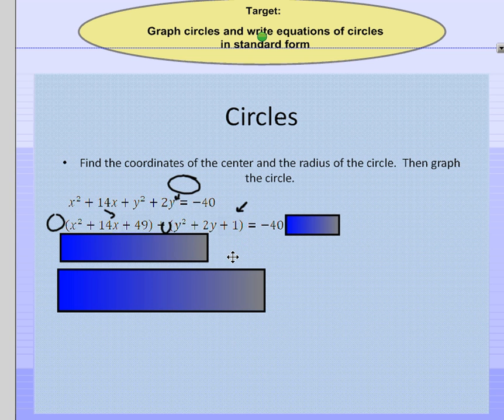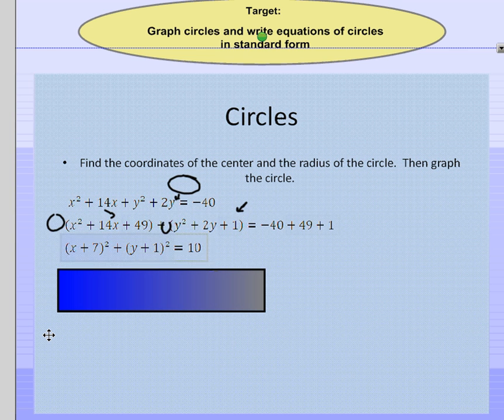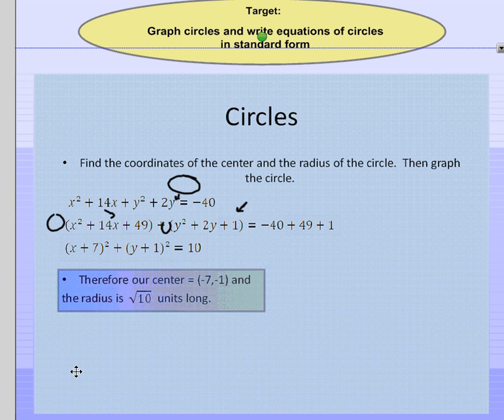So we can compensate on the other side, and because we're doing it on opposite sides of the equal sign, we add to the left and add to the right. We add 49 and 1 to the right-hand side of the equation. What we get is an equation of (x plus 7) squared plus (y plus 1) squared, and it equals now 10. This gives us the information that our center is at (-7, -1), and our radius is the square root of 10 units long.